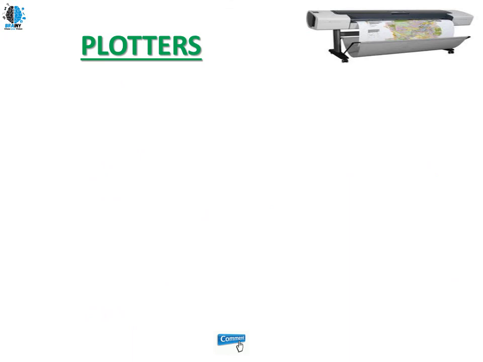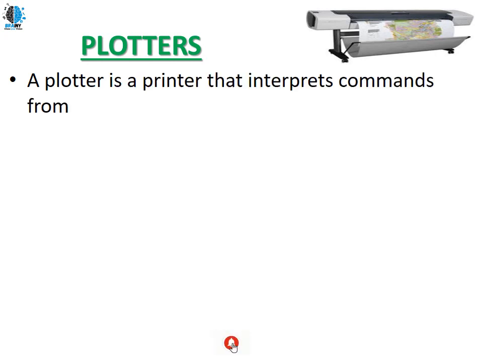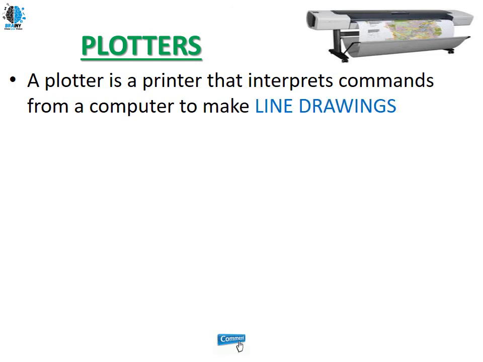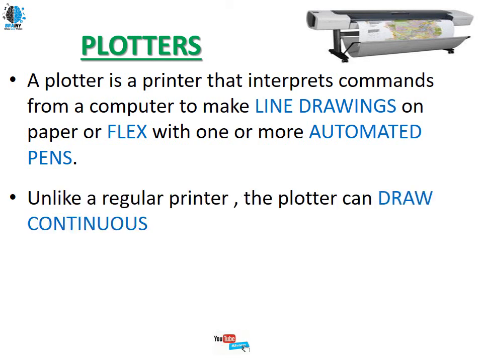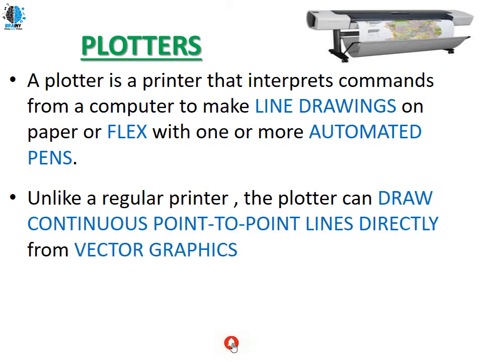Next, plotters. Plotters are the last type in today's session of printer output devices, hard copy output devices. What are plotters? A plotter is a printer that interprets commands from a computer to make line drawings on paper or flex with one or more automated pens. Unlike a regular printer, the plotter can draw continuous point-to-point lines directly from vector graphic files. What are these vector graphic files? Nothing but our Photoshop files.